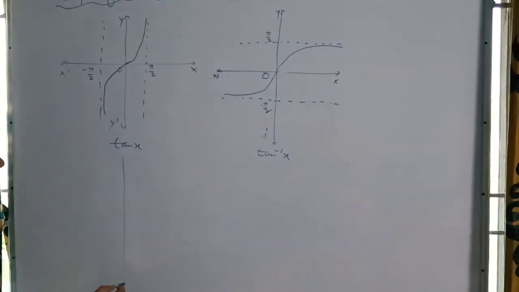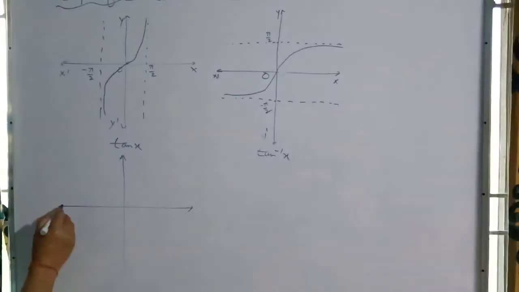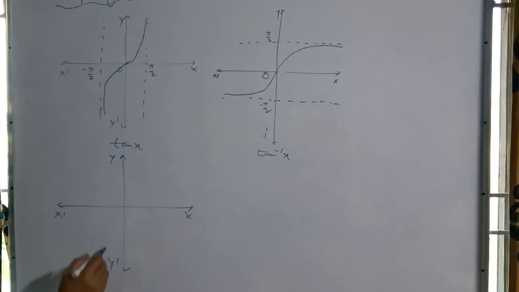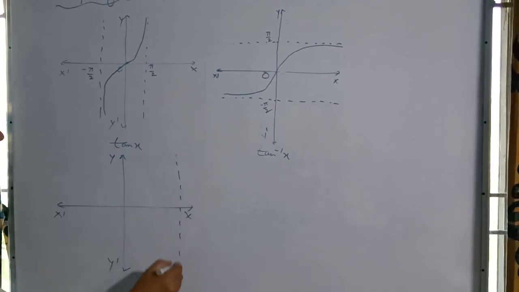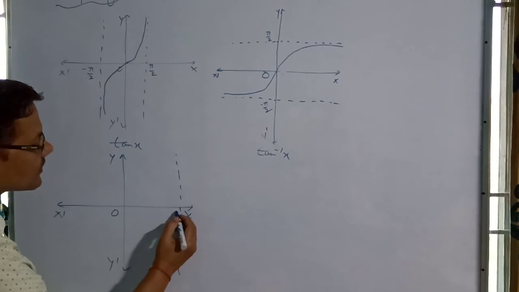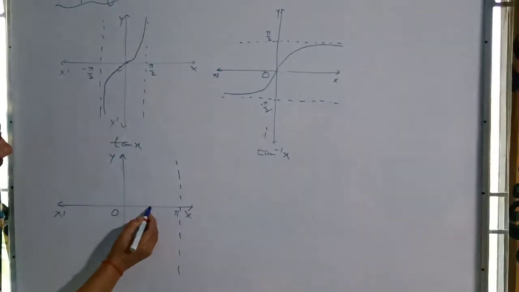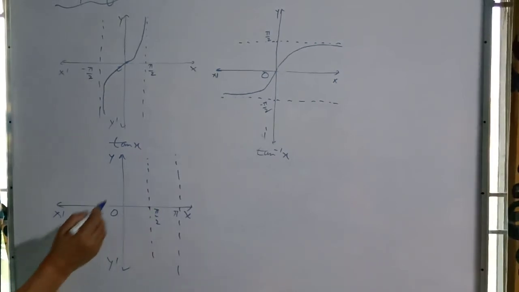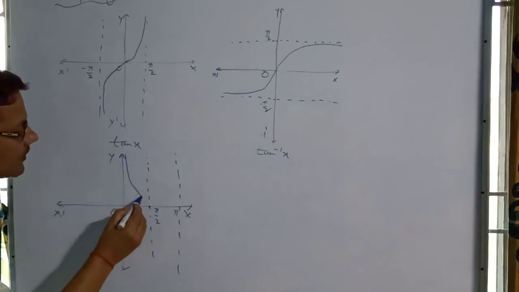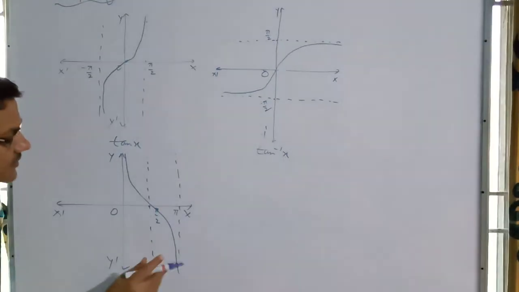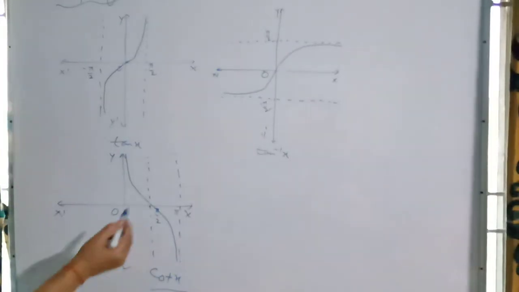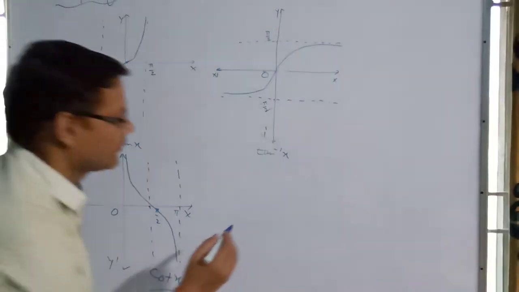Now for the graph of cot inverse x: x-axis, y, it takes the part from 0 to pi, with pi by 2 in between. The nature of the graph of cot x is from the left top when it is 0. This is the graph of cot x. Using the graph of cot x, we wish to get the graph of cot inverse x.